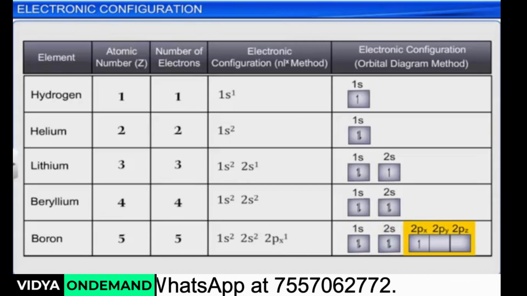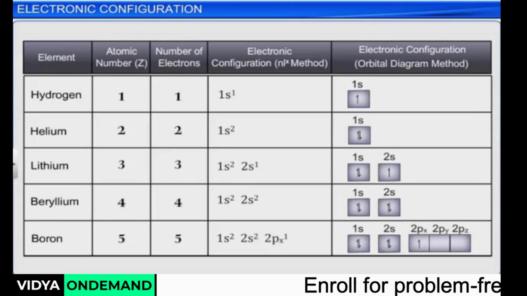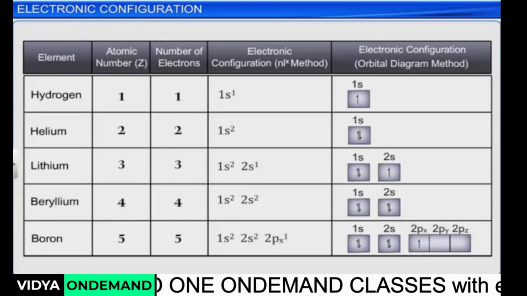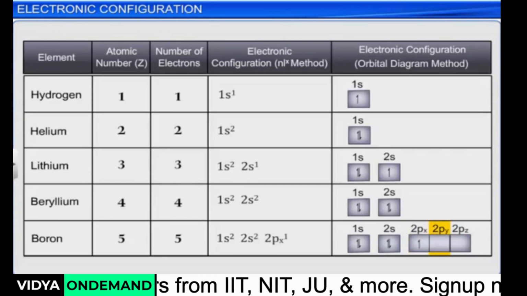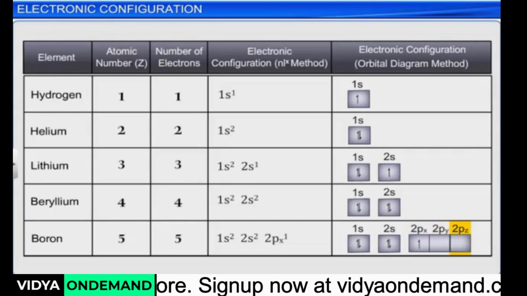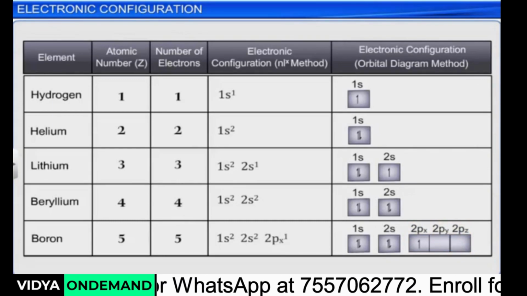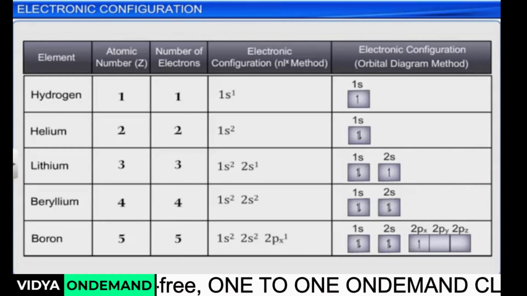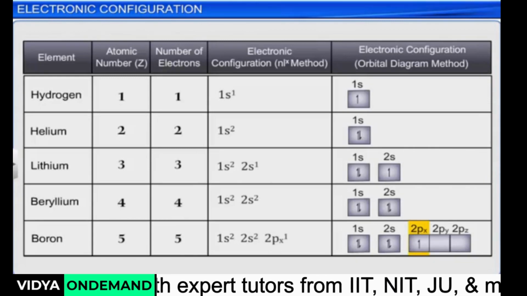Actually, the 5th electron may occupy any one of the 3 2p orbitals: 2px, 2py, or 2pz, because all have the same energy. However, conventionally we always fill 2px, 2py and 2pz in that order.